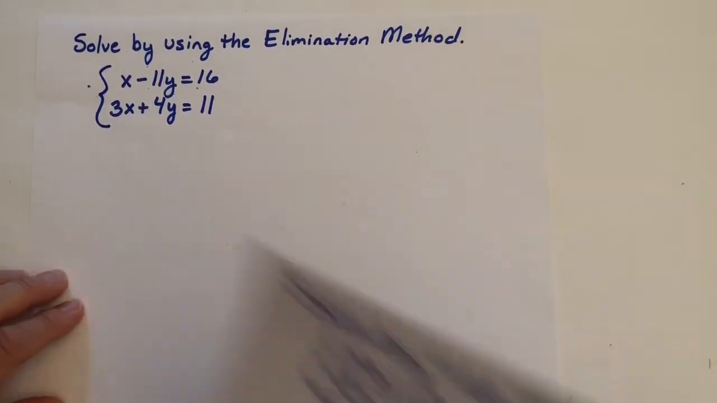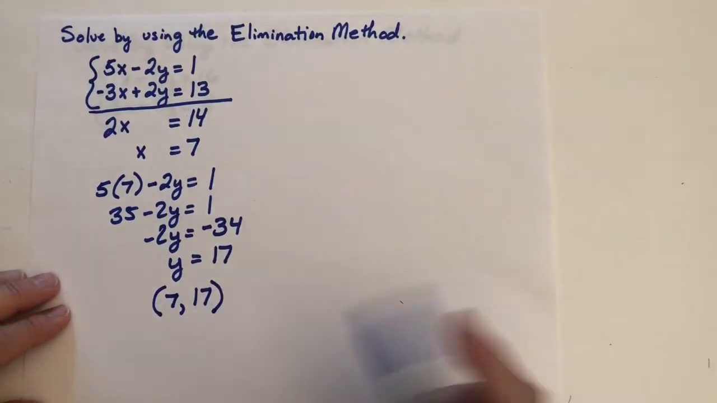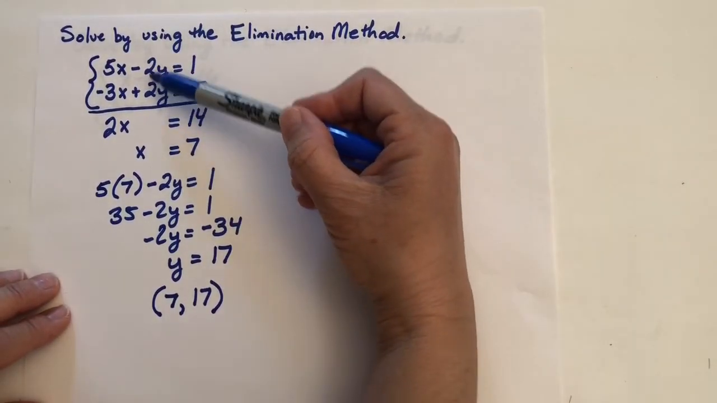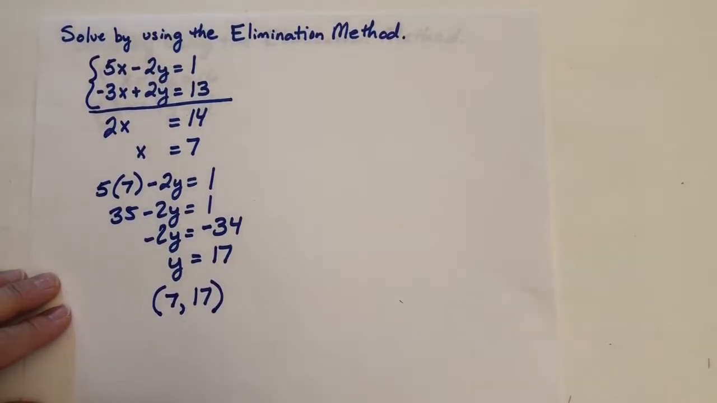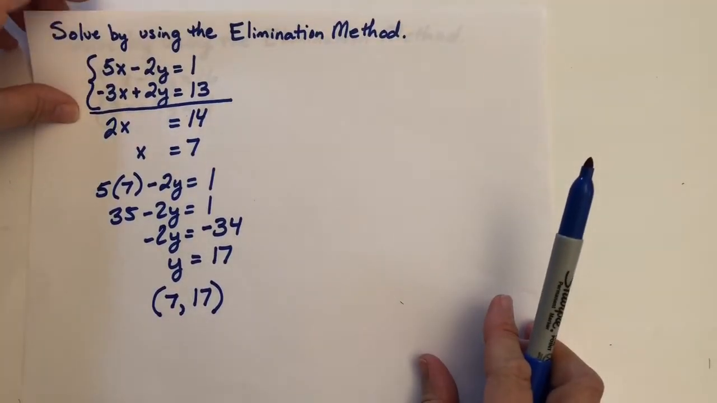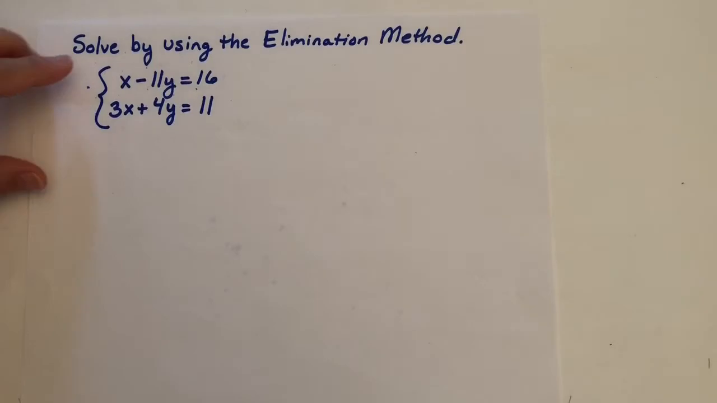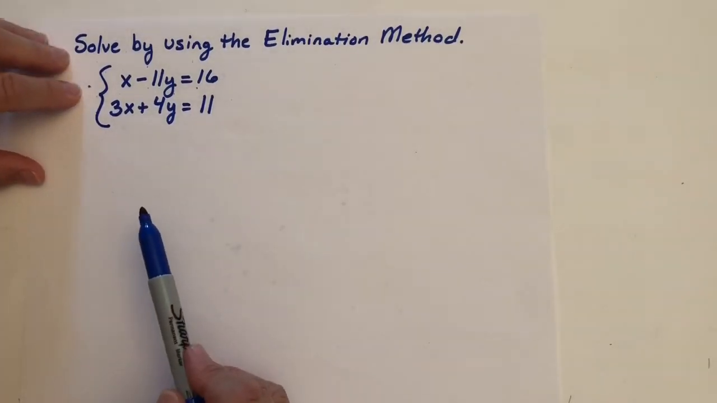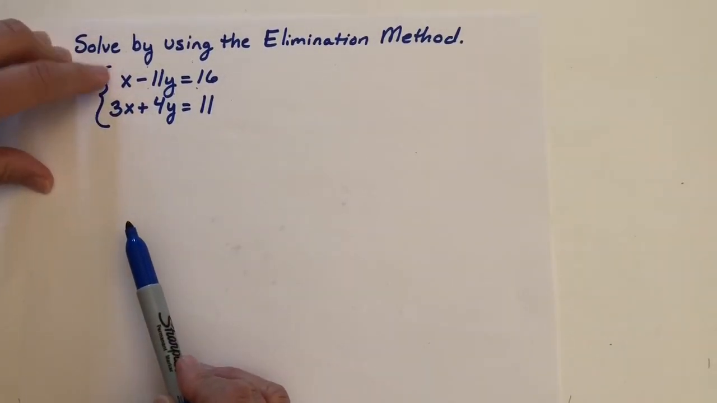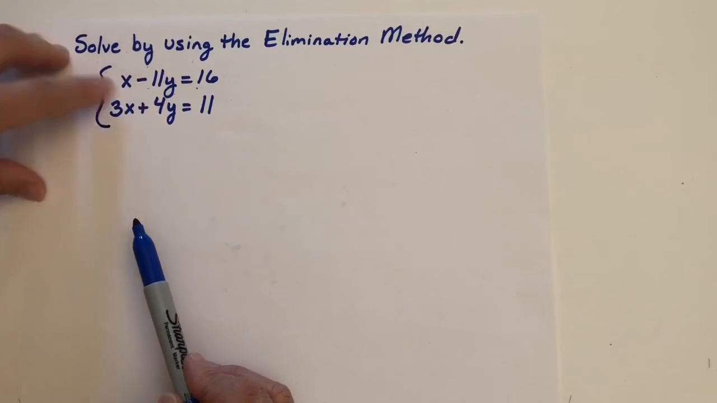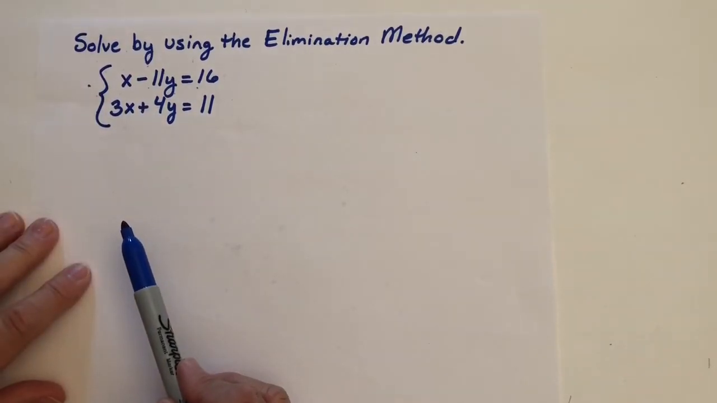But notice what made that happen. We had coefficients that were exact opposites of each other. We're going to use that idea on this problem. We're going to force the coefficients of either the x or the y to be exact opposites.